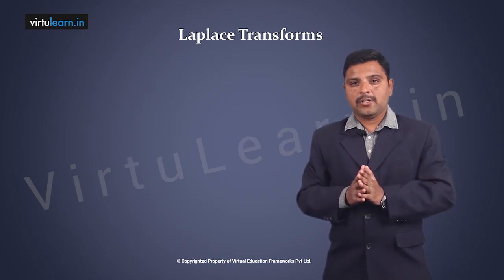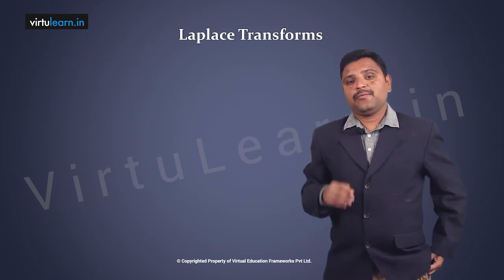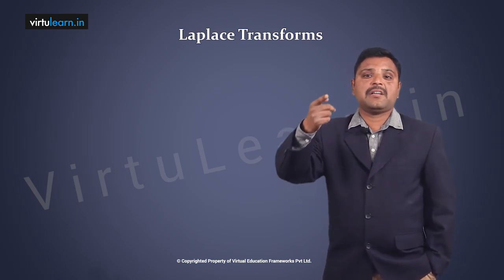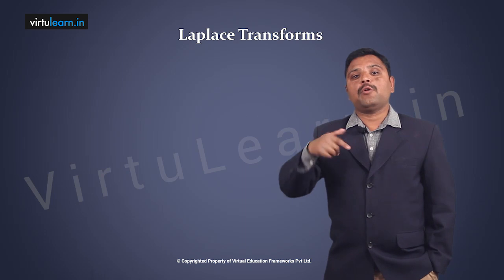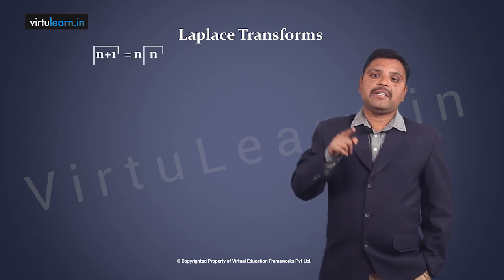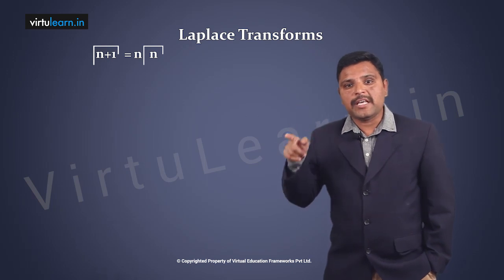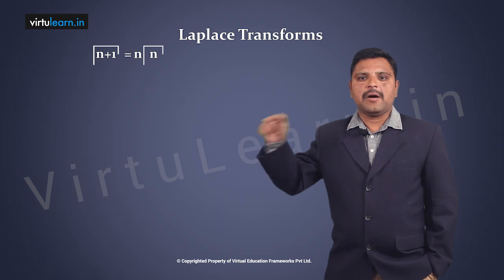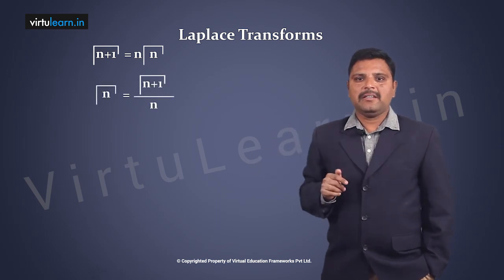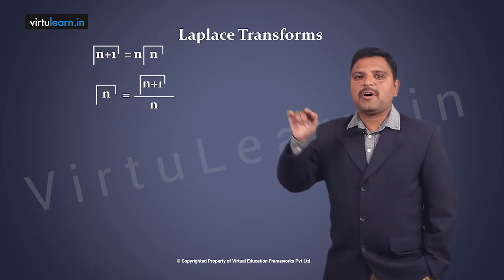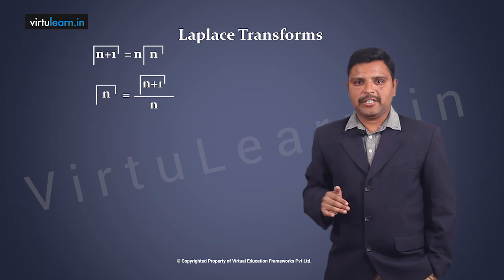Suppose t power n has a negative fraction, like minus half or minus 3 by 2, then how should I calculate? Already we have gamma n plus 1 equals n into gamma n. That gamma n can be written as gamma n plus 1 by n. This formula is very important for negative fractions. Like this you have to calculate it.